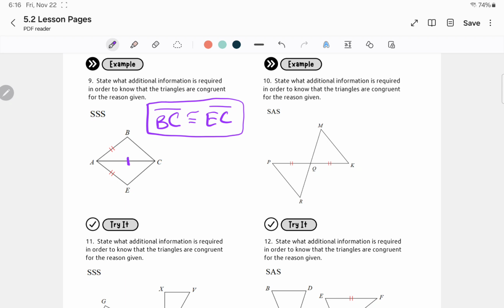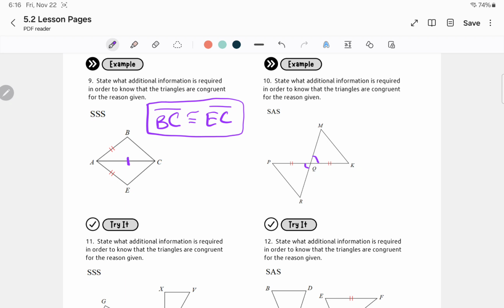So I want to mark these vertical angles here. So this angle and this angle, see how they're across from each other? So they're congruent. Let's put one swoop to show that. So what else would I need to know for the side, angle, side to work out? So I have a side here. Let's look at this left one.